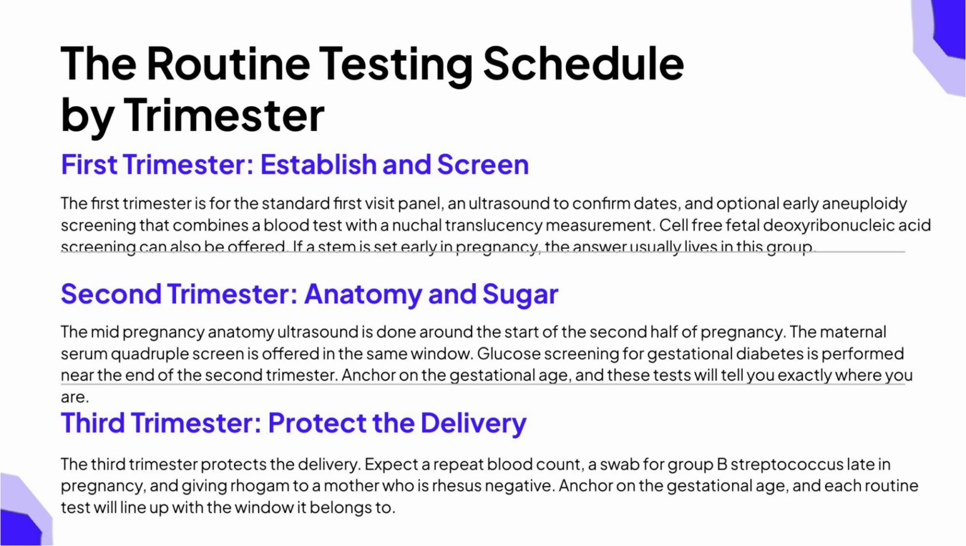In the third trimester, you protect the delivery. That includes a repeat blood count, a swab for Group B Strep late in pregnancy, and giving RhoGAM to a mother who is rhesus negative. The single most useful move is to anchor on the gestational age, because each of these tests is tightly tied to a specific window, and that window is what the question is really testing.